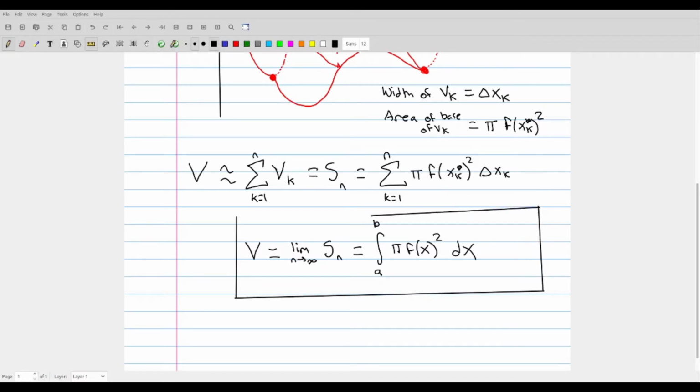This is also sometimes called the method of cross sections, because we're basically doing a cross-sectional slicing of the function itself, or the surface of revolution itself, and the Riemann sum.